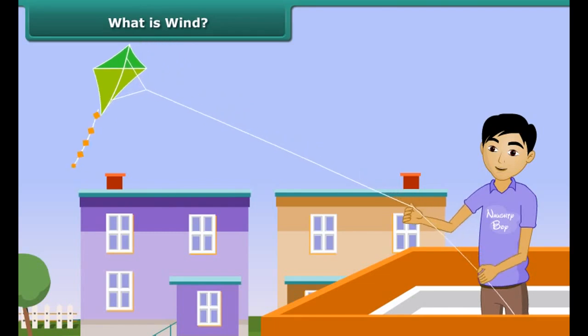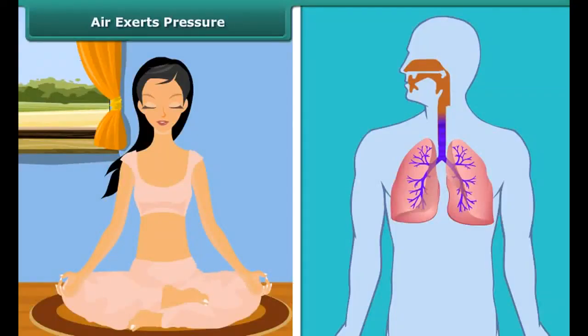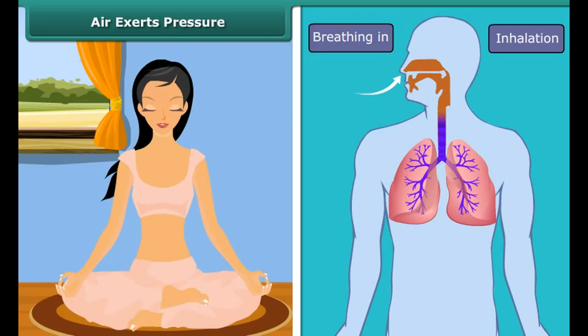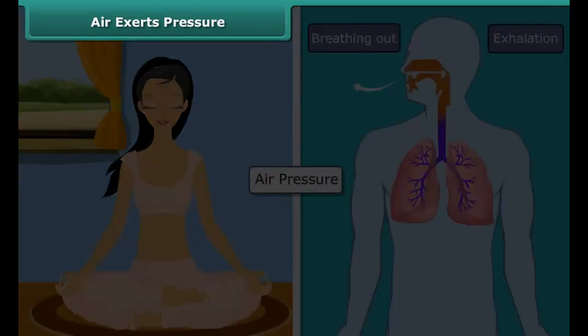Now the question comes, what causes air to move? Well, it is caused by differences in air pressure within our atmosphere. Air exerts pressure. Have you ever thought what helps our lungs to inhale the air? Well, it is air pressure, which forces the air into our lungs when we breathe in.